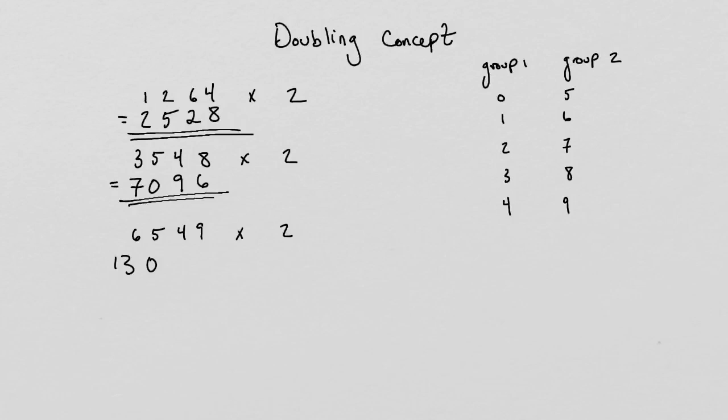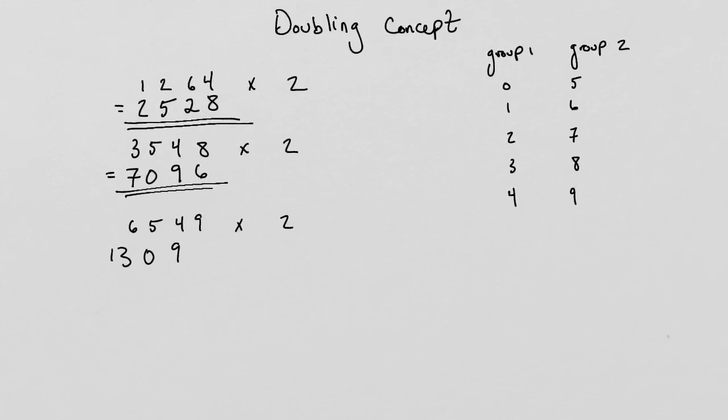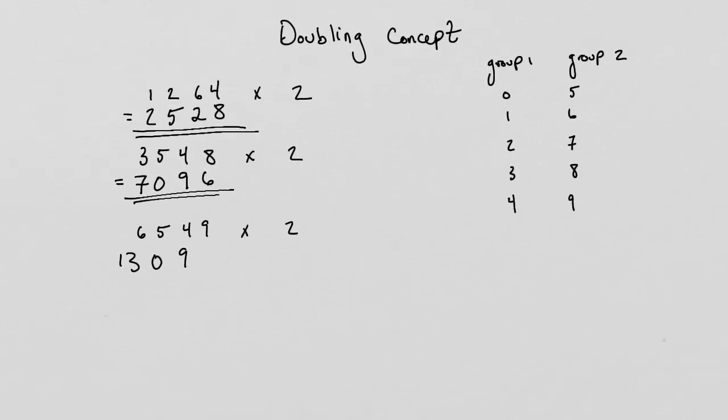Okay, 4 times 2 is 8. We look over the next digit. That's a 9. That's a group 2. So instead of writing 8, we write the next number up, which is 9. 9 times 2 is 18. Just write that 8 down like that.